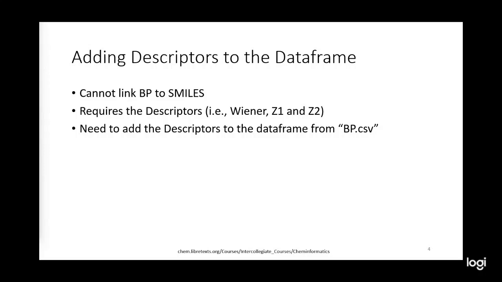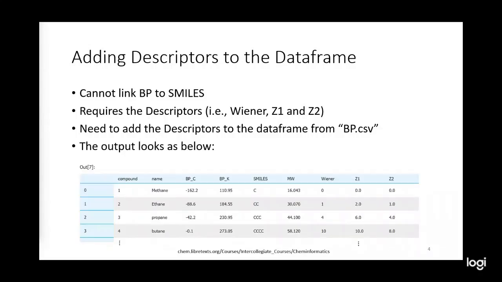So to visualize our goal, here is the output we're aiming for. We have a table of information, but we also have descriptors added to the data frame. Immediately after the molecular weight column, we will add a Wiener index column, a Zagreb index 1 column, and a Zagreb index 2 column. Now that we have visualized what needs to be done to the data frame, in the next slide we will write the script to make this happen.